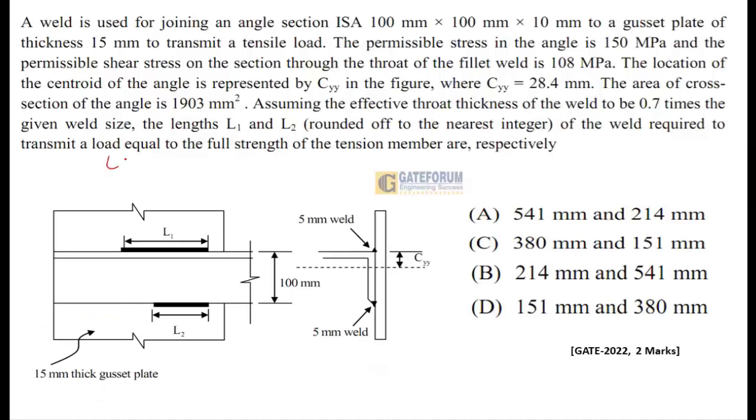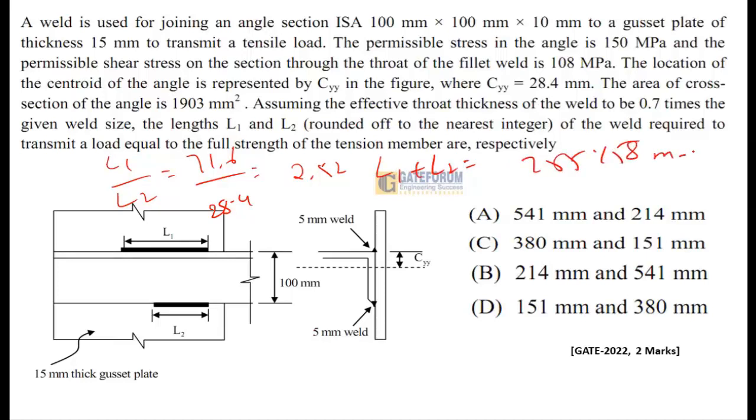Now if I write like this, the ratio of weld lengths L1 by L2 is equal to the angle section ratio 71.6 by 28.4, that is 2.52. But we know that L1 plus L2 is equal to 755.158 mm. So from here I write L1 is equal to 2.52 L2.